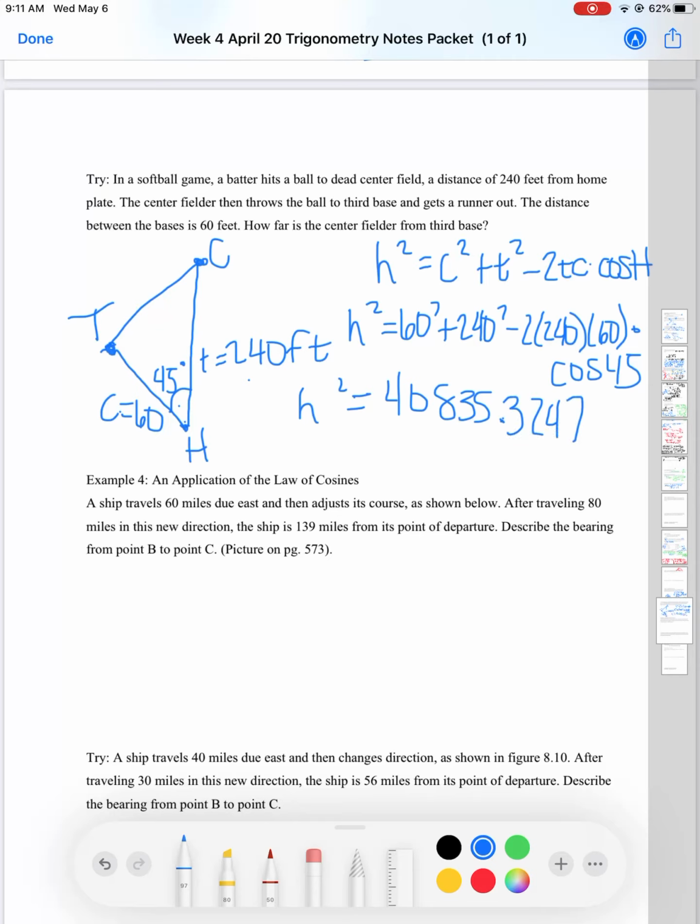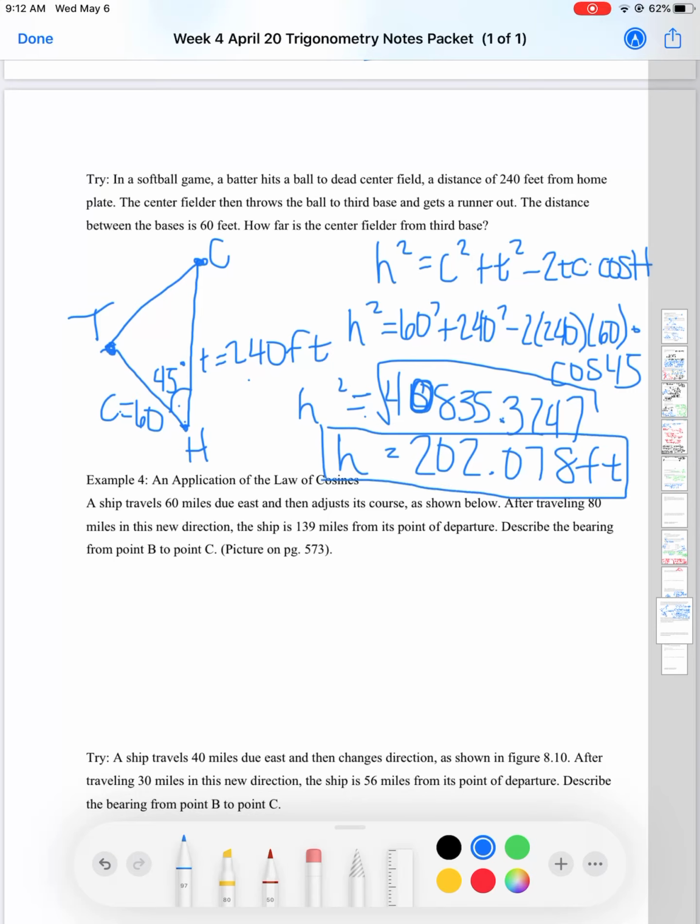So h squared is about 40,835.3247. So when we take the square root of that, that center fielder threw the ball 202.078 feet. And I don't know really how far generally softball players throw balls, but that seems like a long way to throw a ball to me.